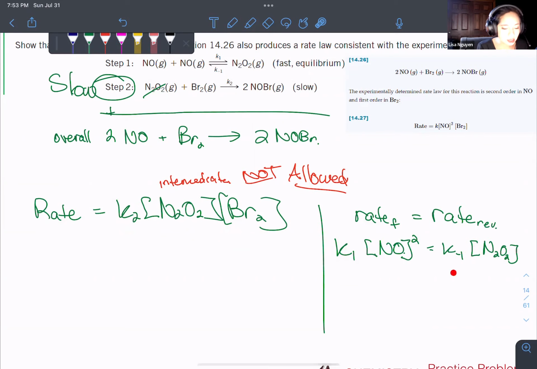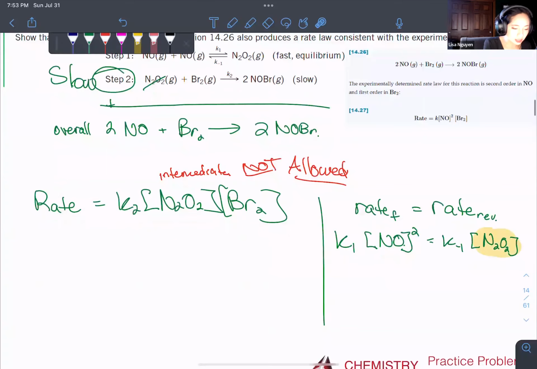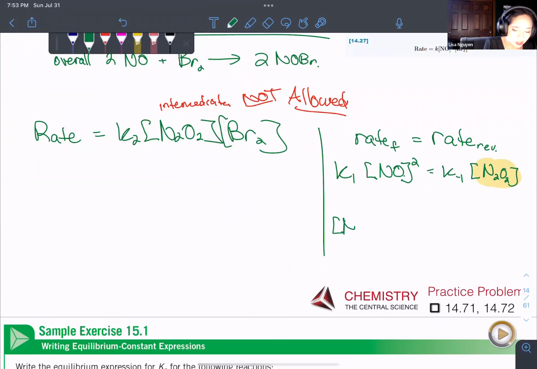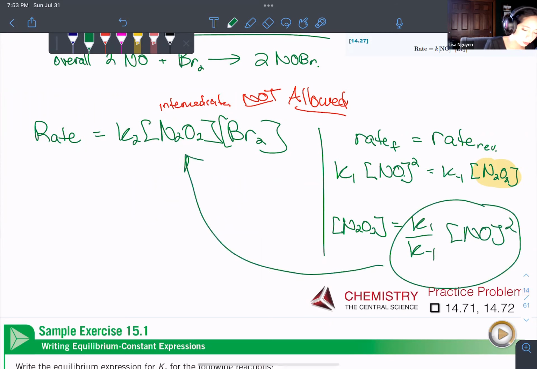So using this idea, you can isolate N2O2 and rearrange this equation to get an expression that you can replace in the original rate law equation where N2O2 is present. If I rearrange things here, you get that the concentration of N2O2 equals K1 over K-1 times NO squared. So I'm going to replace N2O2 with this new expression, and that is my overall rate law.